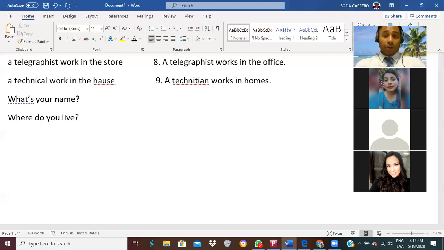Digamos, ¿con quién vives? Who do you live with? ¿A dónde va la intonation? El emphasis. Who, correcto. So, todas las preguntas que empiezan con WH, sabemos que el emphasis está al inicio y al final cae. Pero, sin embargo, cuando te hago preguntas con el verbo to be, is, are, ¿a dónde va la intonation? Al final, that's right.